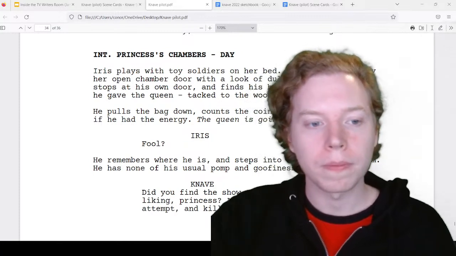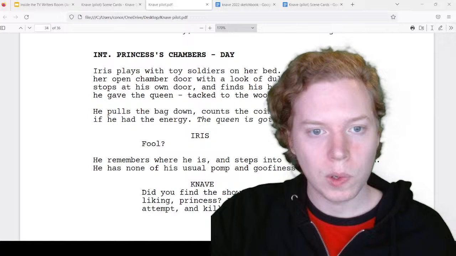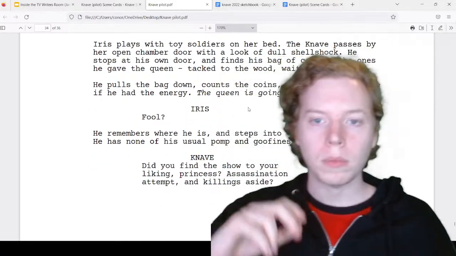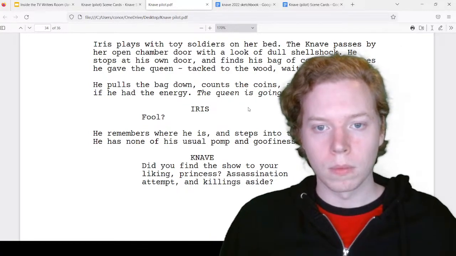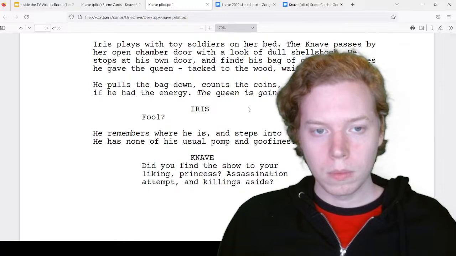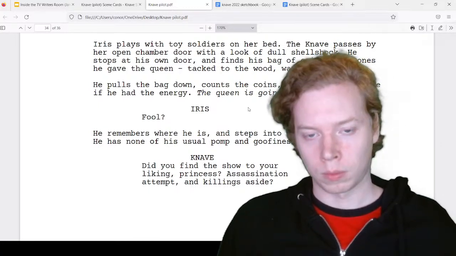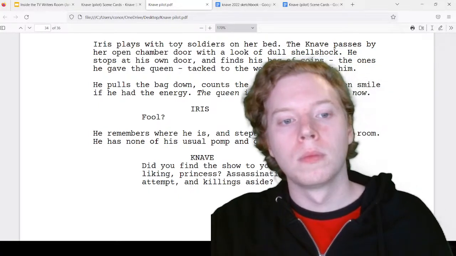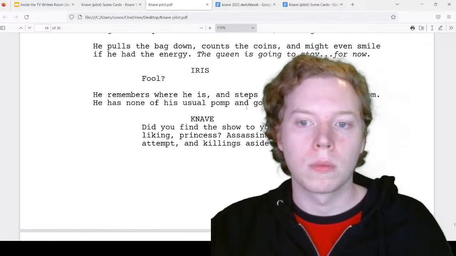Interior, Princess's chamber, day. Iris plays with toy soldiers on her bed. The knave passes by her open chamber door with a look of dull shell shock. He stops at his own door and finds his bag of coins, the ones he gave the queen, tacked to the wood, waiting for him. He pulls the bag down, counts the coins, and might even smile if he had the energy. The queen is going to stay for now.